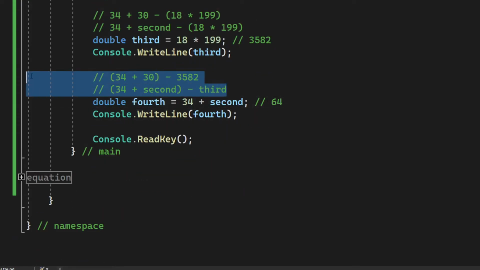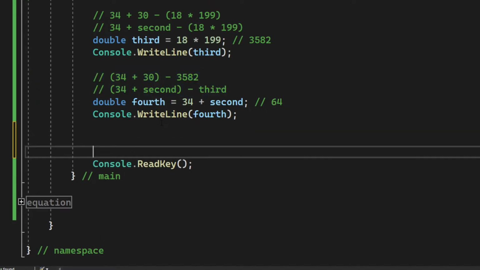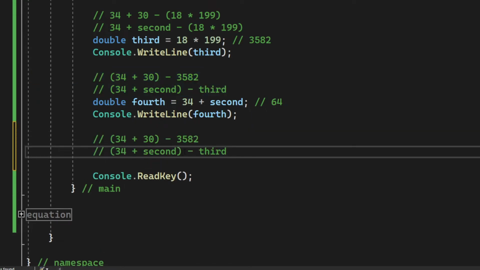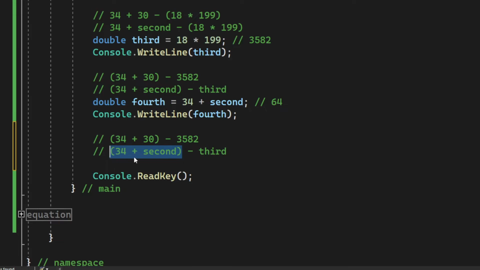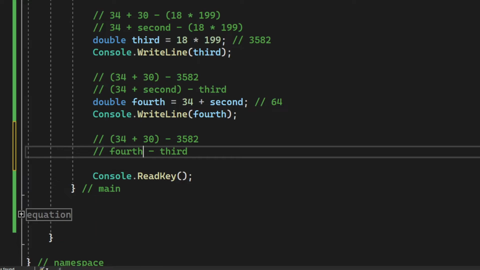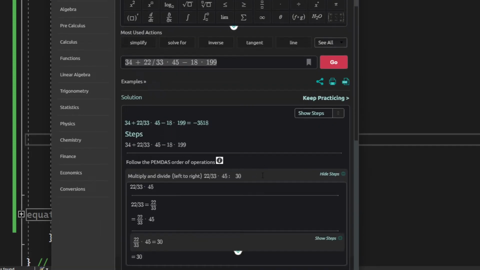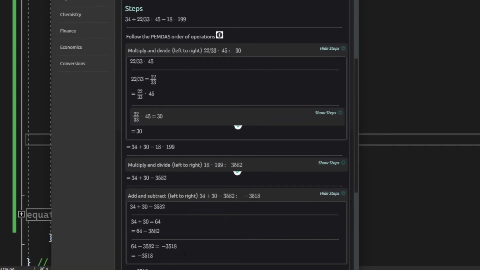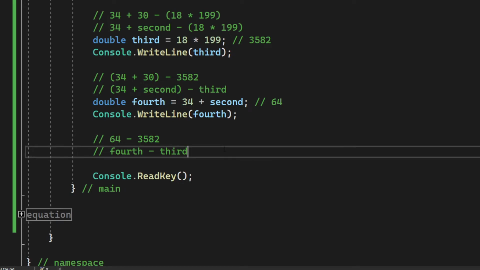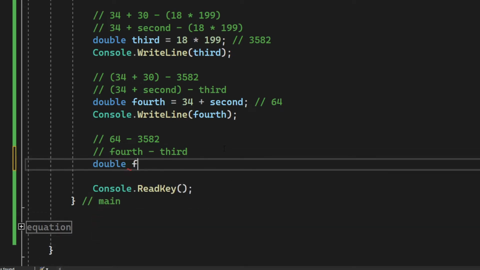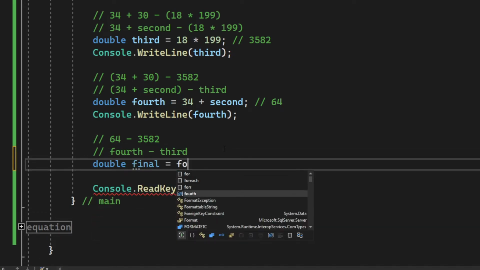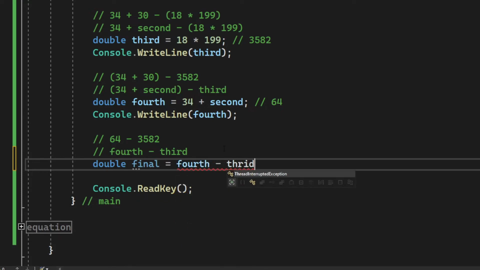Now we're going to take our math here. These two right here now equal our fourth variable. And this was 64. And again, if we wanted to double check, everything does not hurt, we see this equation is breaking down exactly the same. So now we're just going after our final result. Final equals fourth minus third.